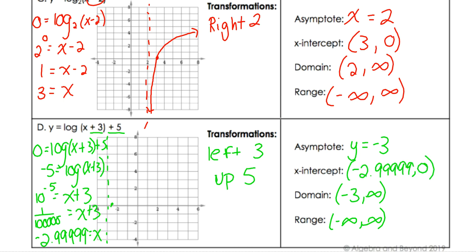We also know from this one that it's translated up 5, so that means that my curve is kind of coming in a little bit higher and then dropping down really close there. So it looks something like that using the transformations to graph.